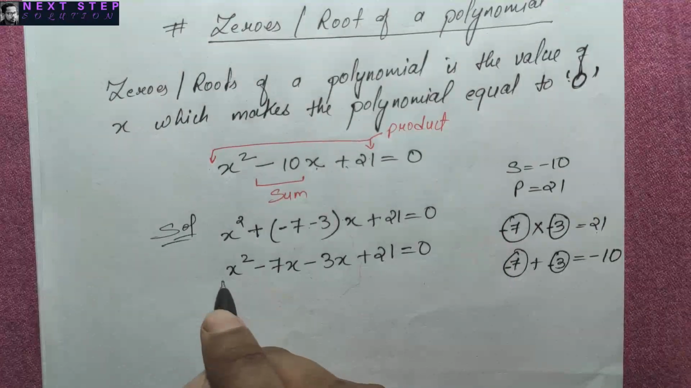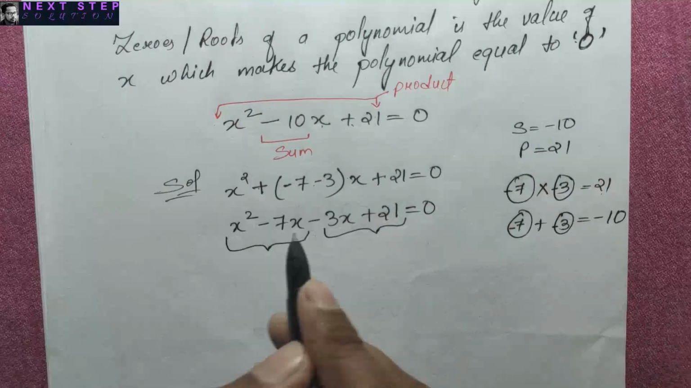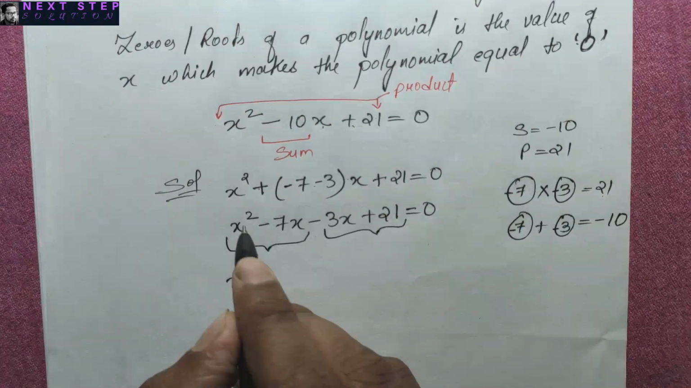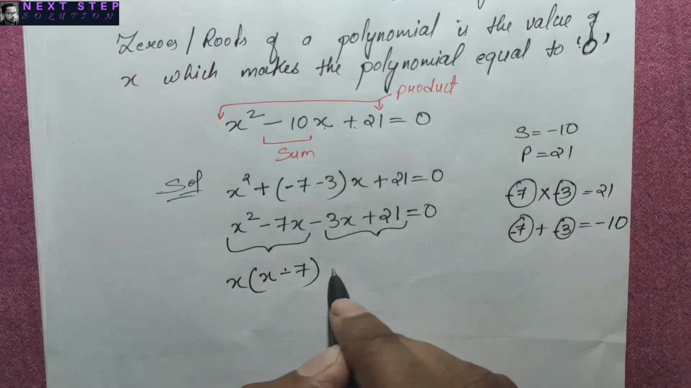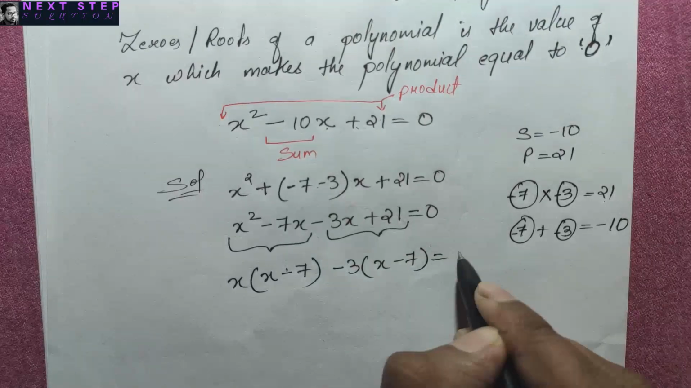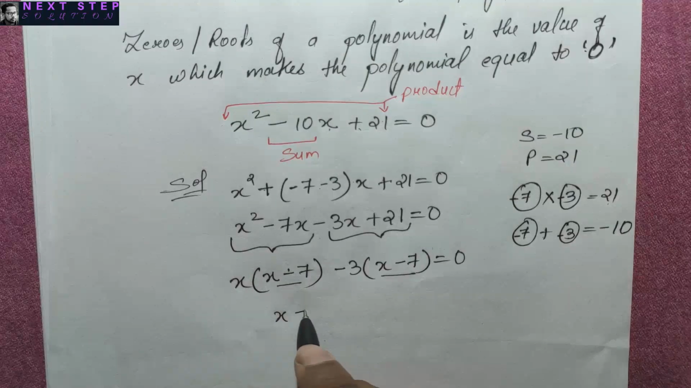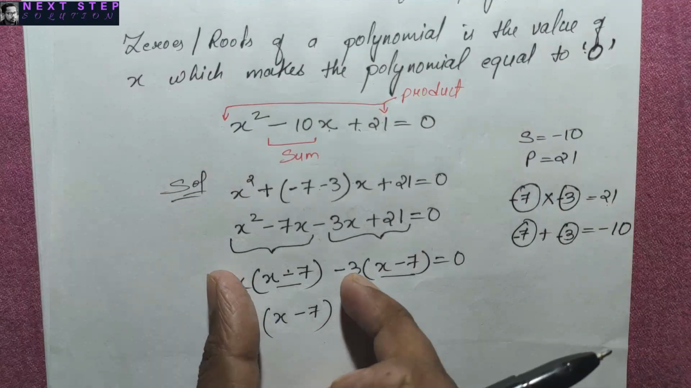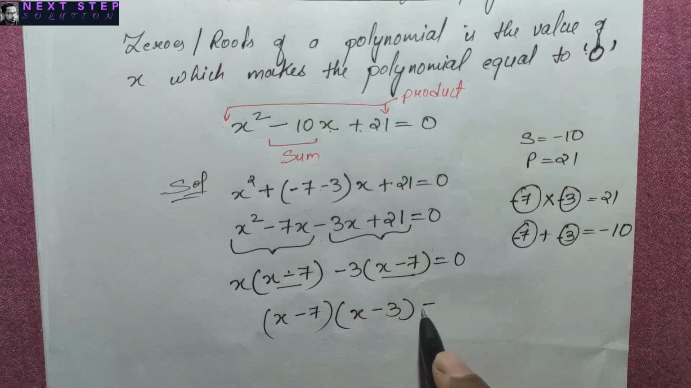Now we see what can be taken common between the first two terms and between the second two terms. Between the first two terms we can take only x as common. If we take x, we have x minus 7, and among these two if we take minus 3, then we have x minus 7 equals to 0. Now inside the bracket there should be the same. We write it once, x minus 7, and the outside thing we also put in another bracket, which is x minus 3 equals to 0.